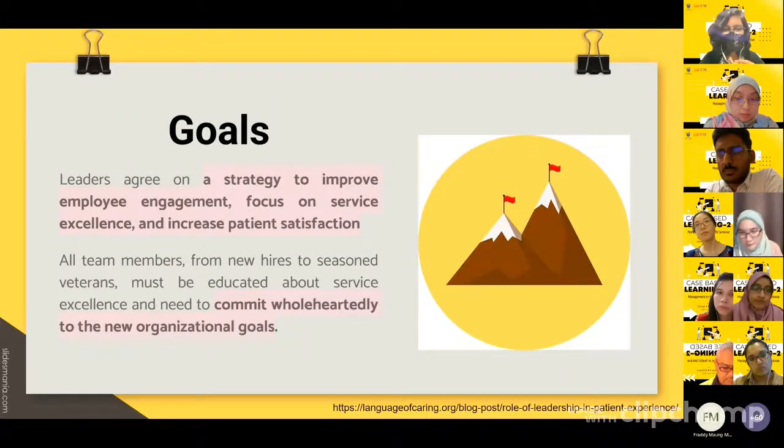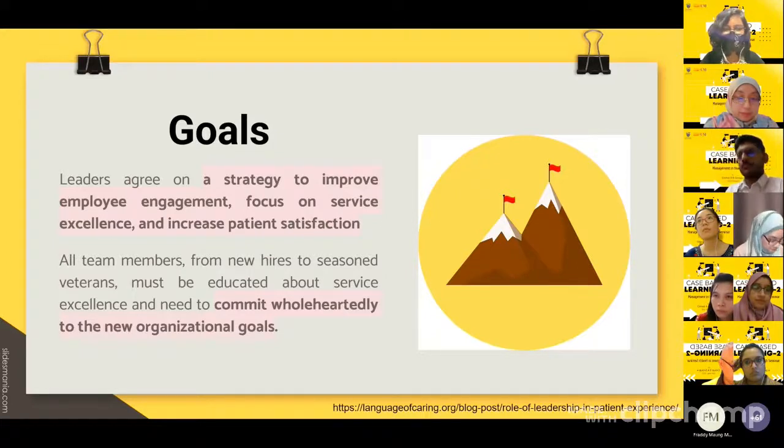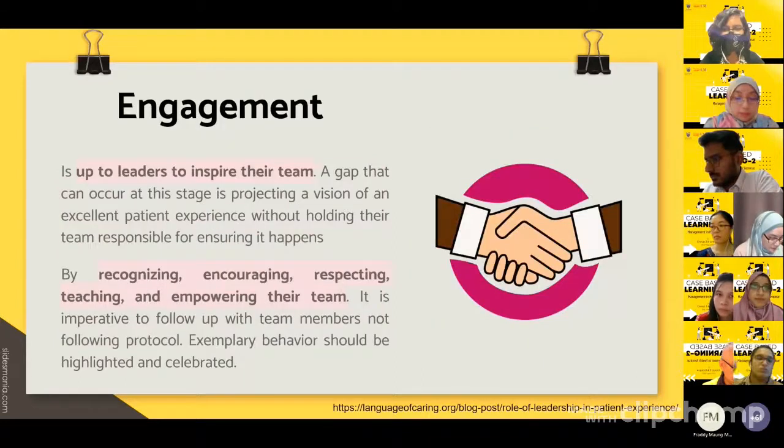So I should establish a strategy to improve patient engagement and focus on service excellence to increase patient satisfaction. So I should clearly state in writing the direction of change, set expectations, and provide instructions for engaging staff and helping them meet these expectations. And all team members, regardless of who they are, need to commit wholeheartedly to these goals. And it's also up to me as a leader to inspire my team. So I can't be projecting a vision of excellent patient experience without holding the team responsible for ensuring that happens.